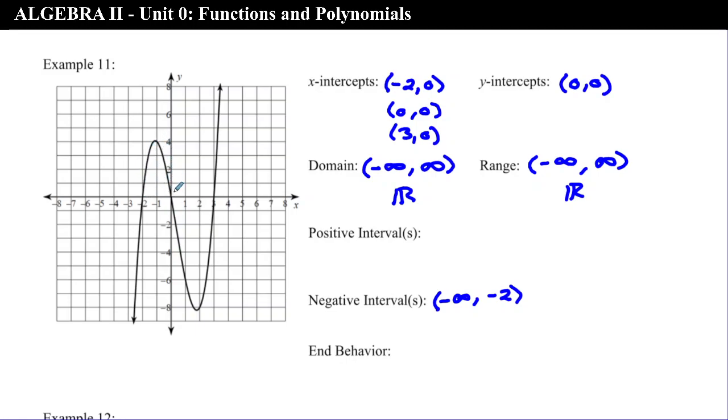And it stays positive until we get to 0. So we're going to write our first positive interval as negative 2 to 0. Then when we get to 0, we're negative again until we get to 3. So we're going to union this, 0 to 3. And then finally from 3 on to infinity is our final positive interval.